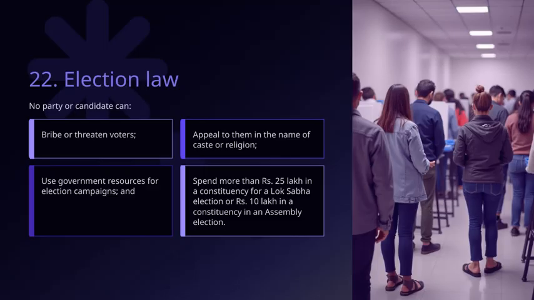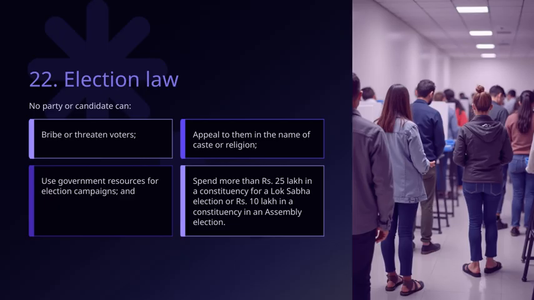Now, let's talk about election laws, which are crucial for ensuring free and fair elections. No party or candidate is allowed to bribe or threaten voters. This is a serious offense designed to protect the integrity of the democratic process. Similarly, using government resources for election campaigns is strictly prohibited because it can give an unfair advantage. Candidates and parties must also avoid appealing to voters based on caste or religion, as this can promote division and undermine social harmony.